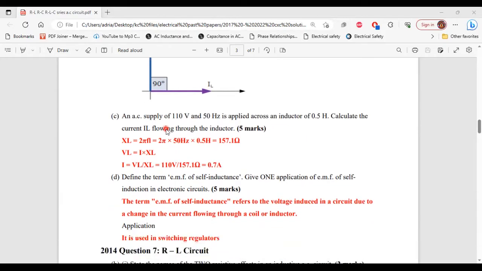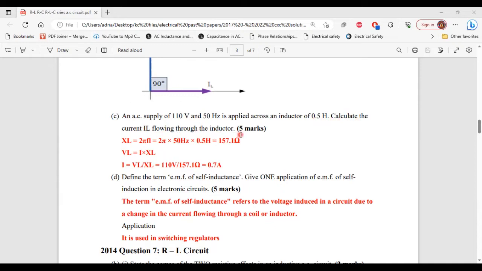So let's move on to part C now. It says an AC supply of 110 volt and 50 hertz is applied across an inductor of 0.5 Henry. Calculate the current flowing through the inductor.